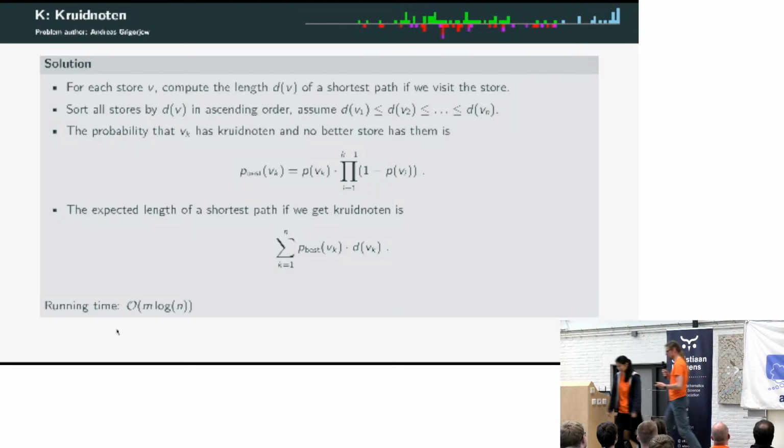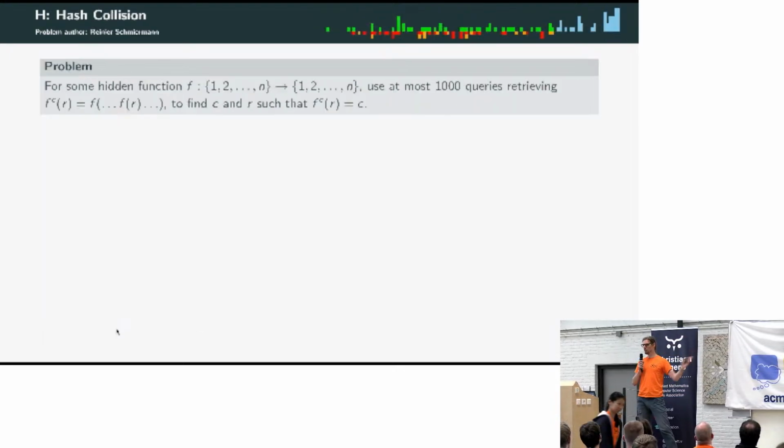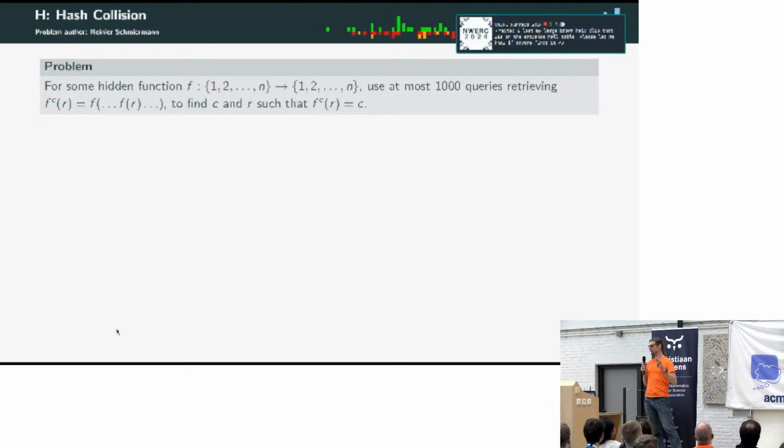Thank you. So next problem H, hash collision. There was a long story here, but in the end, it boils down to you're given a function from 1 to n to 1 to n, where n is 200,000, I think. And you can query this f to the power c of r. And we want to solve this equation f to the power c of r equals c.